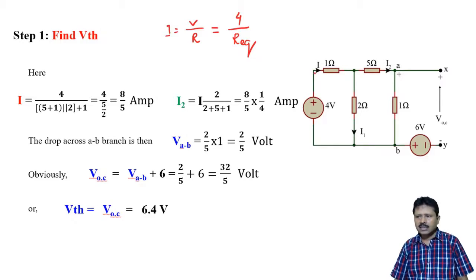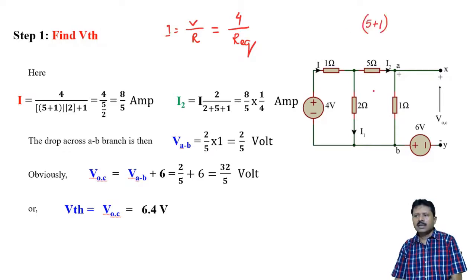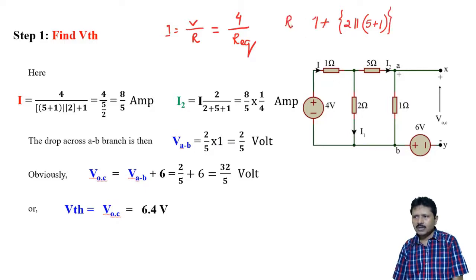To understand that, this is the main current. So if we start walking from this, 1 ohm is in series, then it has been divided into two paths. This is one path, this is another path. So the equivalent resistance of this path will be in parallel with this path. So ultimately the equivalent of the parallel combination of this and the whole will be in series with 1 ohm. So the equivalent resistance of this one is 5 plus 1, that is in parallel combination with 2. The equivalent of this will be in series with 1 ohm. So this is R equivalent.